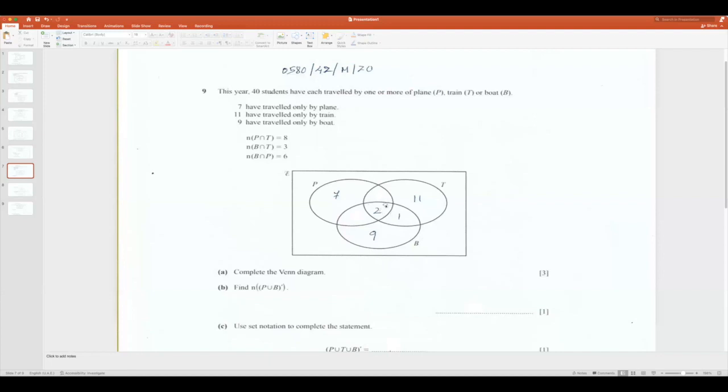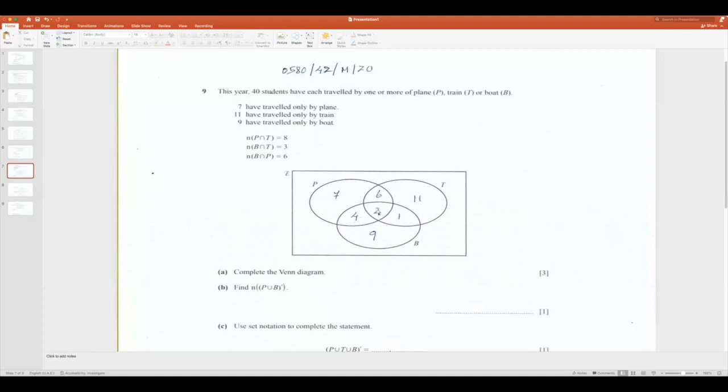This B intersection T is 3. Then we know P intersection T is 8. This is 2, then this is 6. B intersection P is 6. This one 2, then the balance is 4. Okay, we can complete like this. So we can see this total, how much it is coming.